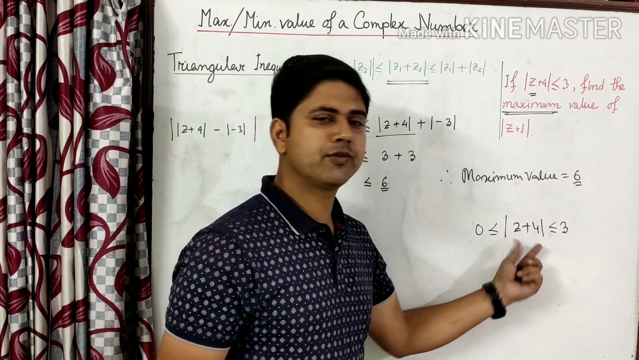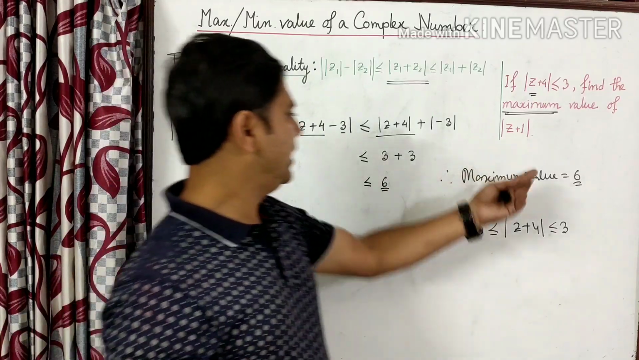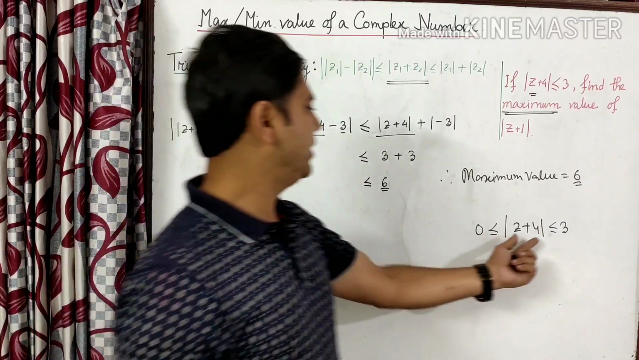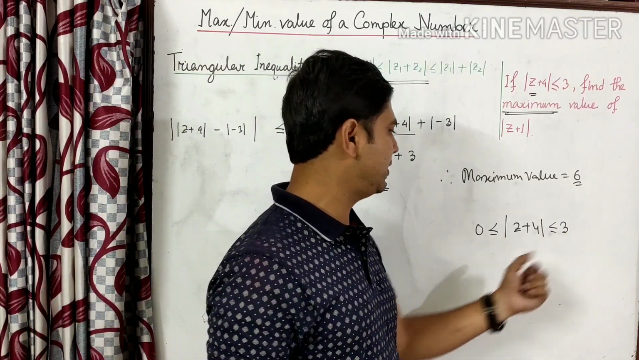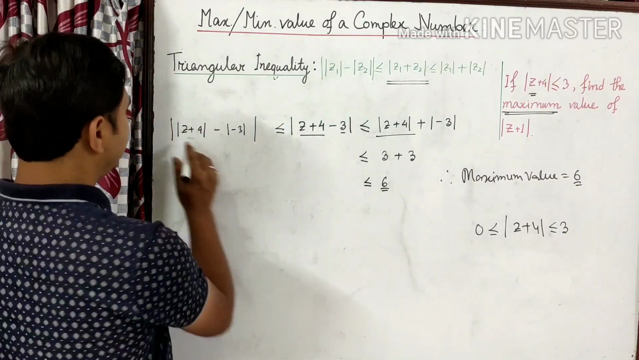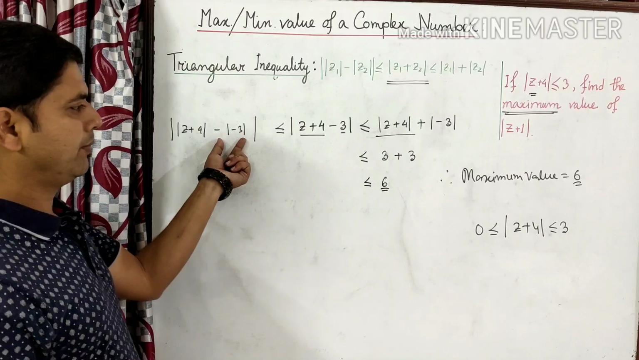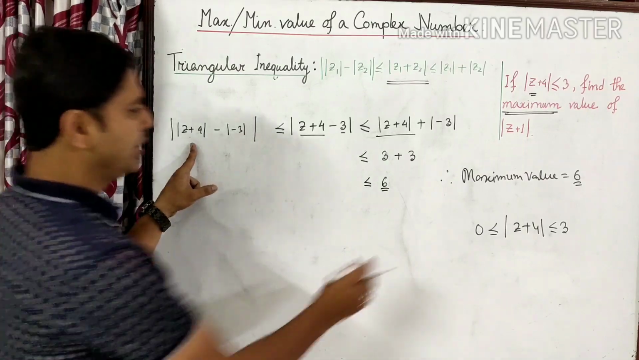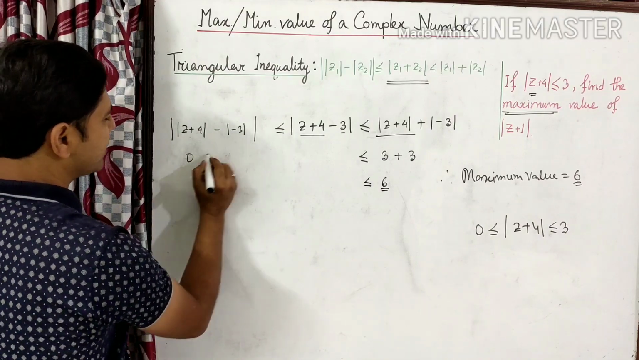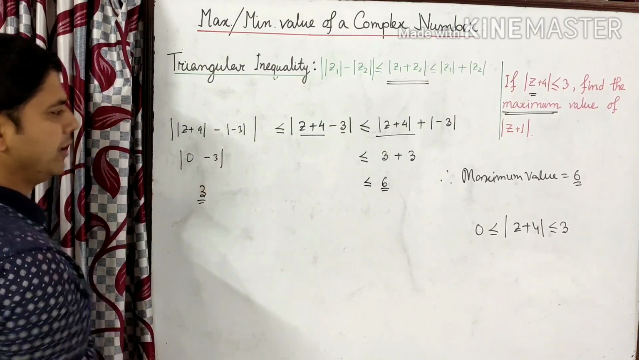And mod of z plus 4 cannot be any negative value. Therefore, for mod of z plus 4, the maximum value is 3 and the minimum value is 0. If in place of mod of z plus 4 we put 0, then this part equals 0 and this one is minus 3. Ultimately this part is equal to 3.